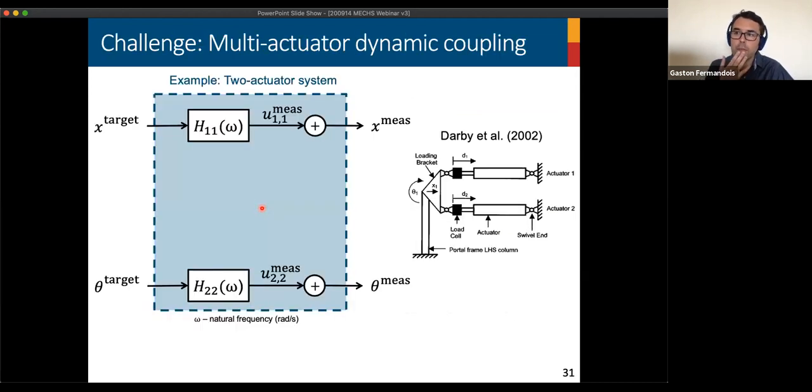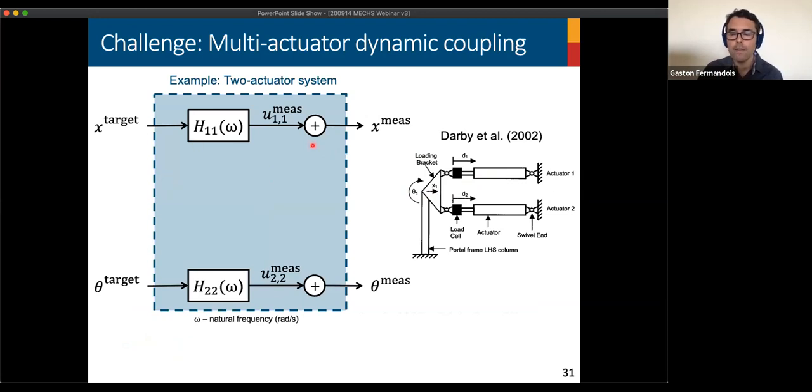There is a problem in maRTHS, which is multi-actuator dynamic coupling, and this is basically following the same study provided by these researchers in early 2000. If we have, for instance, the problem of Darby et al., where we want to impose both displacement and rotation in one point, we need two actuators.